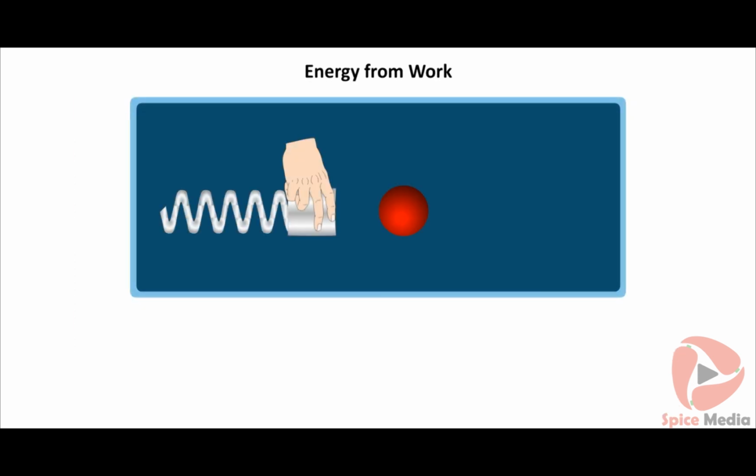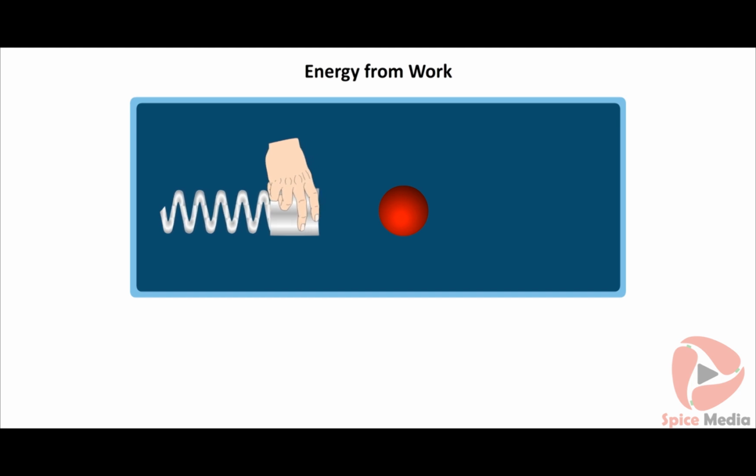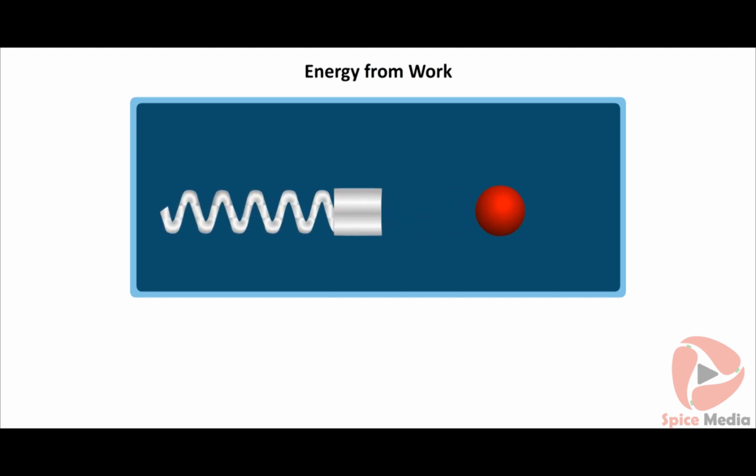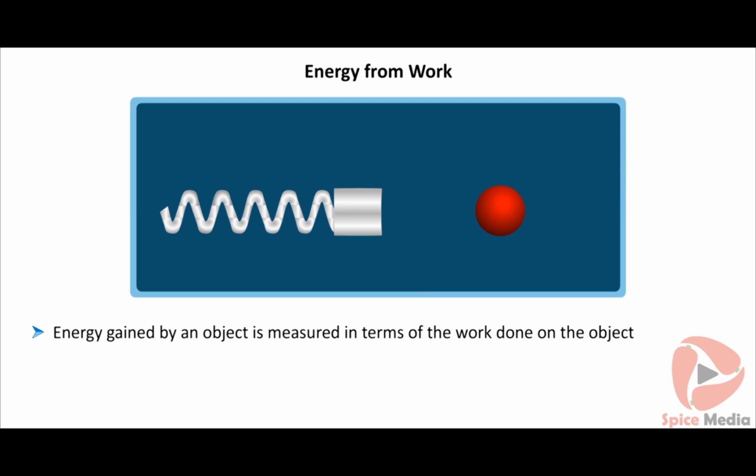When we apply an external force in lifting an object, we say work is done on the object. When we do work on the object, energy is transferred to the object. In other words, there is an increase in the energy of the object. Energy gained by an object is measured in terms of the work done on the object.